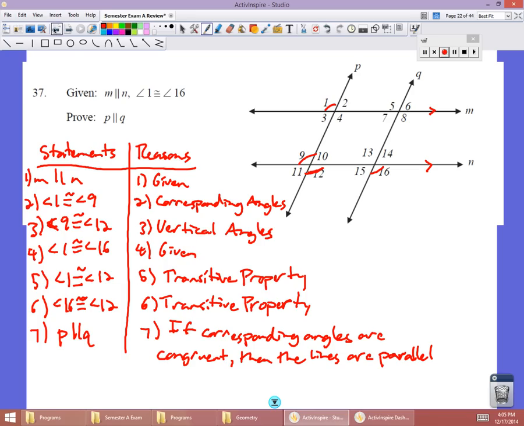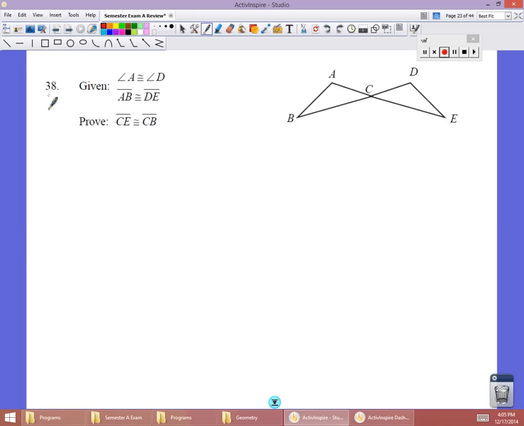Okay, finally moving on, this will be our last problem, problem number 38 on this video, and we are once again doing a proof. Now, the last proof dealt with parallel lines and the properties of parallel lines. This is a proof involving triangle congruence. Once again, we'll make some notes to ourselves, and then we'll write out the proof.